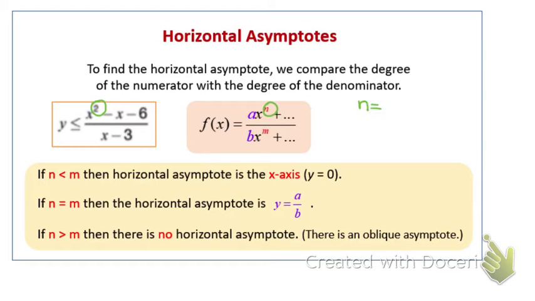We're going to call that n. In our denominator, in this case, it's 1. We're going to call that m. So since n is greater than m, we can look at the chart and see that means that there is no horizontal asymptote for this inequality.